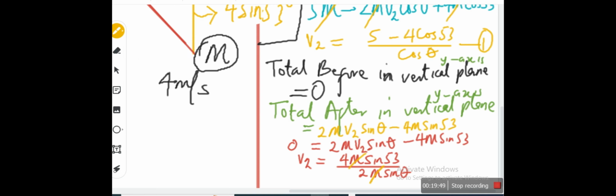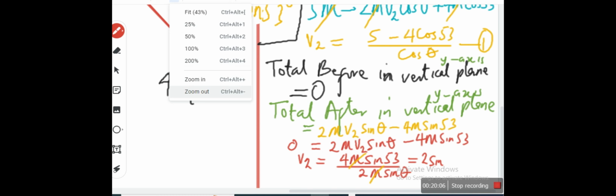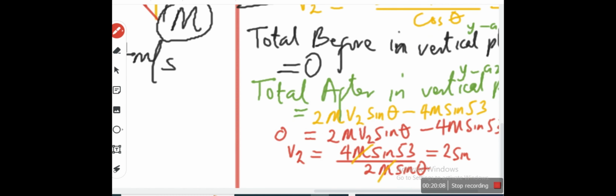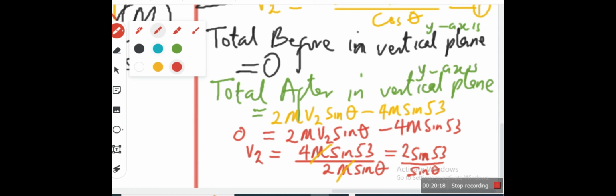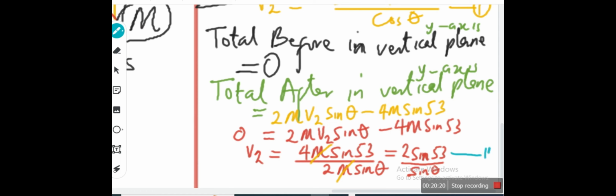M cancels out m. So we have V2 equal to, are you seeing this? 4 divided by 2 is 2. So 2 sin 53 divided by sin theta. I think I need to make this bolder. You can call this equation 2.